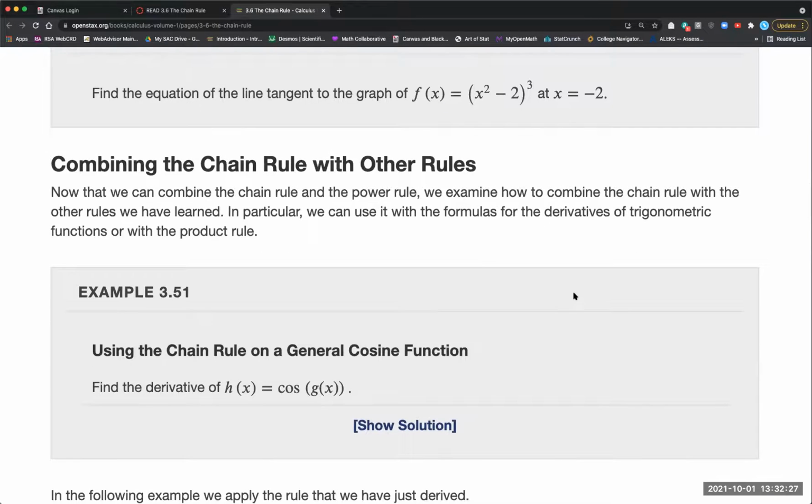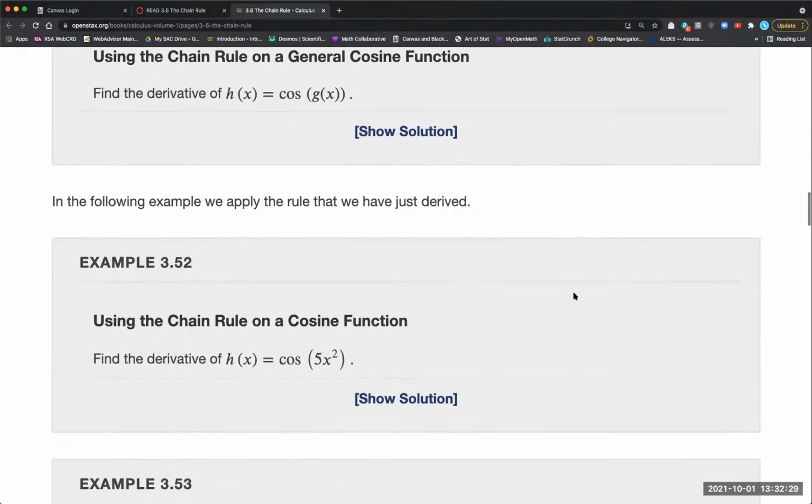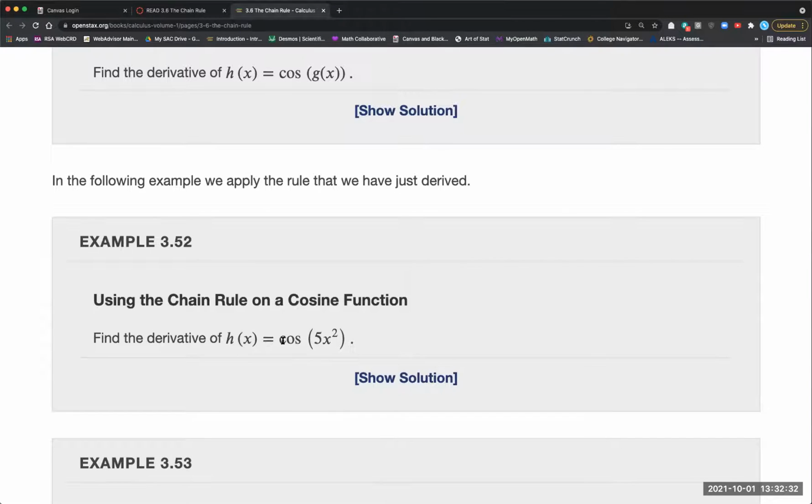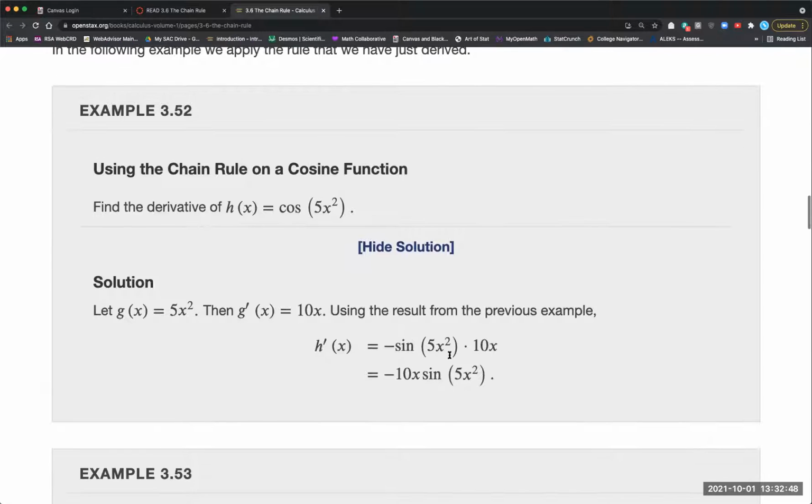Let's see, combining chain rule, that's where chain rule works with other rules. You can see here, this is a cosine, it's not a power, right? But again, I have a function inside of the cosine, right? So it's going to be negative sine of the inside, 5x squared, times the derivative of the inside. As you can see, your g of x is the function inside of the cosine, right? It's inside of the f of x, and then you go with your formula, right?